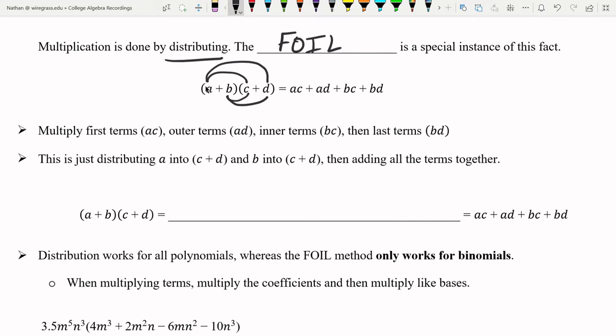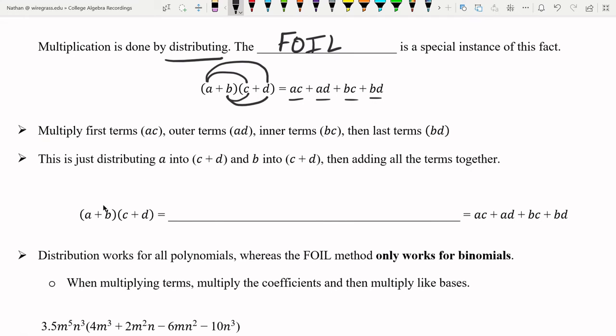All I've done here is distributed everything in the first polynomial, a into c and d, and then b into c and d. So that's all I've done is just distribute. FOIL method only works, however, for binomials. That of course gives me AC plus AD plus BC plus BD.